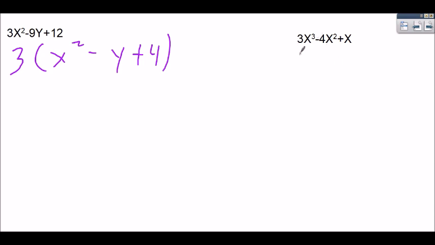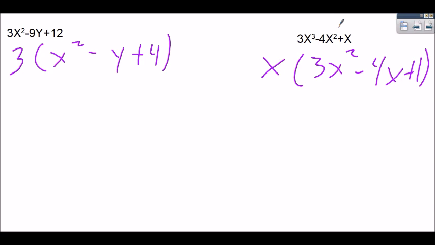This next one, I don't see a number that I can pull out in every single one, but I see this variable x is in every single term. So I can pull that out. And I pulled out 1x, which means that there are still 2 x's left in there, and 1 x that's still left in there. And because this was the only x and I pulled it out, the invisible number in front is 1, which means I have to leave a 1 in there. So if I were to distribute back in, I would get back to this answer.